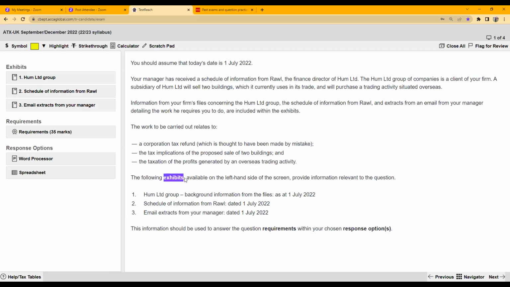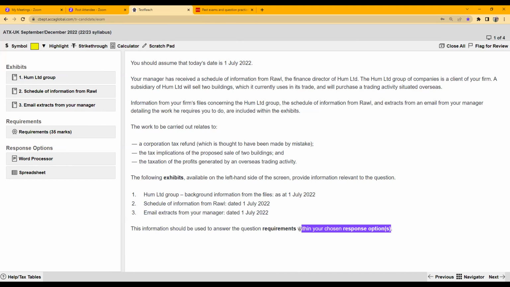The following exhibits available on the left-hand side of the screen provide information relevant to the question. Hum Limited Group background information from the files as at 1st July 22. Schedule of information from Rol. Rol is the finance director of the Hum Limited Group on this date, and the email extract from your manager means the manager met or discussed the things with Rol and is now giving you tasks to perform. This information should be used to answer the question requirements within your chosen responses.